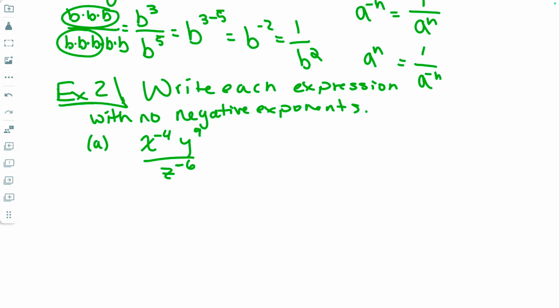So this is a pretty straightforward one. When you look at something like this, it is as simple as taking that x to the negative 4th, making it positive in the denominator, taking that z to the negative 6th, and making it positive in the numerator. So my answer is y to the 9th, z to the 6th, over x to the 4th. Okay? They just flip around.